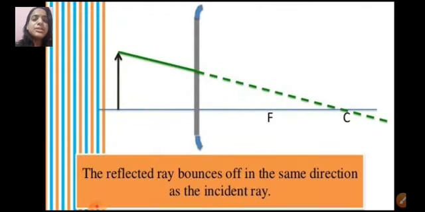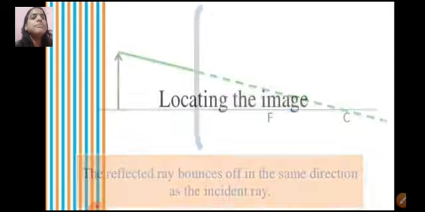Same about the straight ray. The reflected ray bounces off in the same direction as the incident ray, as we have seen in the case of the concave mirror also, that if a ray is passing through the center of curvature, it falls at 90 degrees on the surface of the mirror, so it will retrace its path.